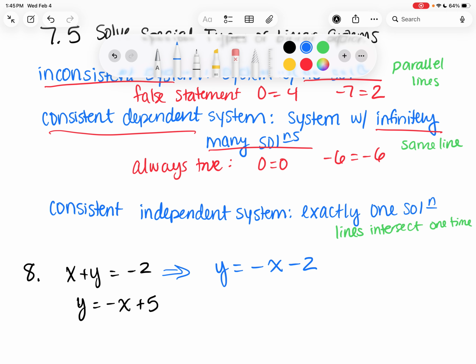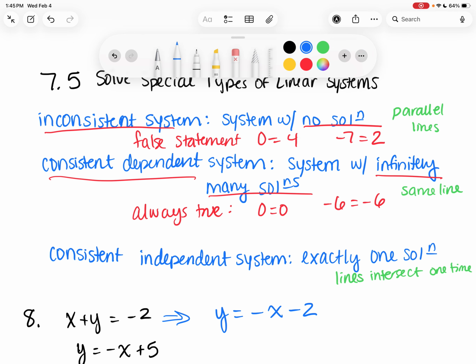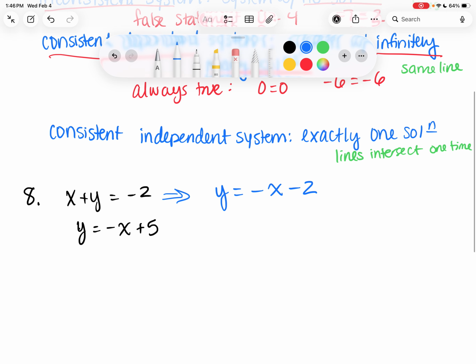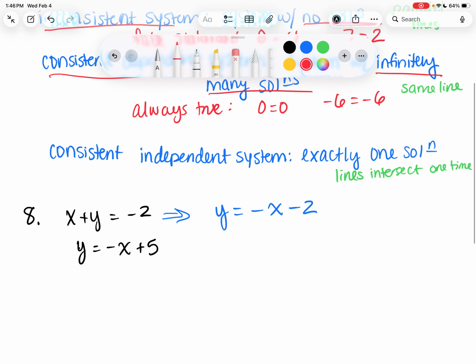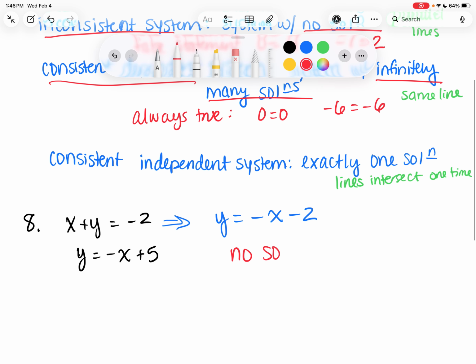What do I know about these two equations if I were to graph them? What's going to be true about these? They have the same slope, so what does that mean? They are parallel, and they have a different y-intercept. That's the other key thing. Same slope, different y-intercepts. That means these lines are parallel. Parallel lines have how many solutions? No solution. So I would just say no solution, and I would say parallel lines.